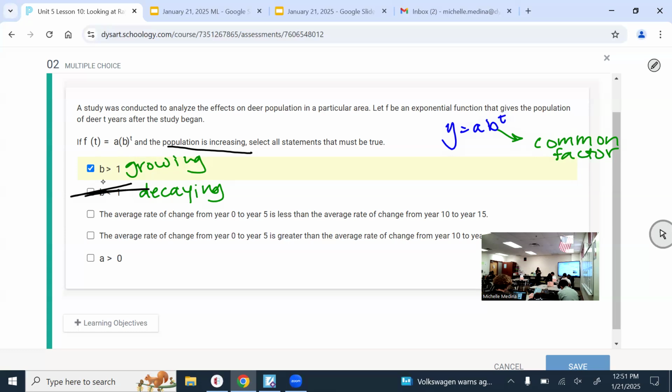However, if you are looking at an exponential function that is growing, it probably looks something like that. Let's say that here is where year 5 is. And then we could do year 10 right there. And year 15, I can't even see on my graph. Let's just say that. Would you expect the average rate of change to get bigger or smaller as we continue on the graph?